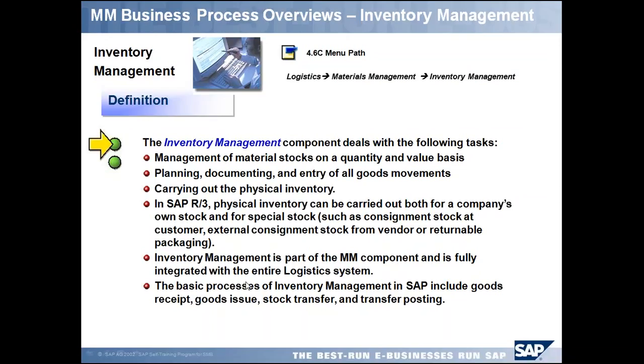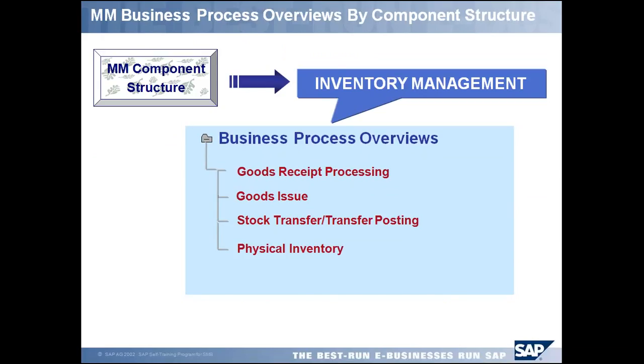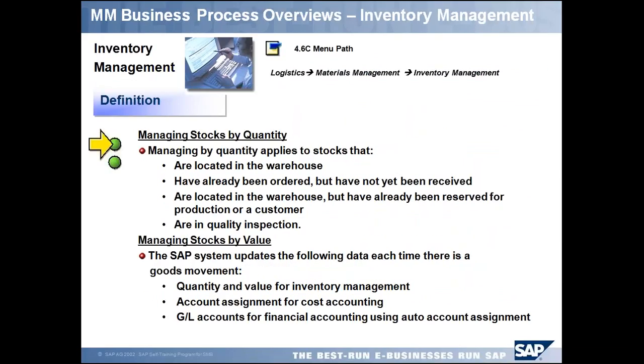And write this point in an elaborate way. Basic processes of inventory management are as follows. Number one, goods receipt. Number two, goods issue. Number three, stock transfer. You have already written this, so I think you don't need the transfer posting point.